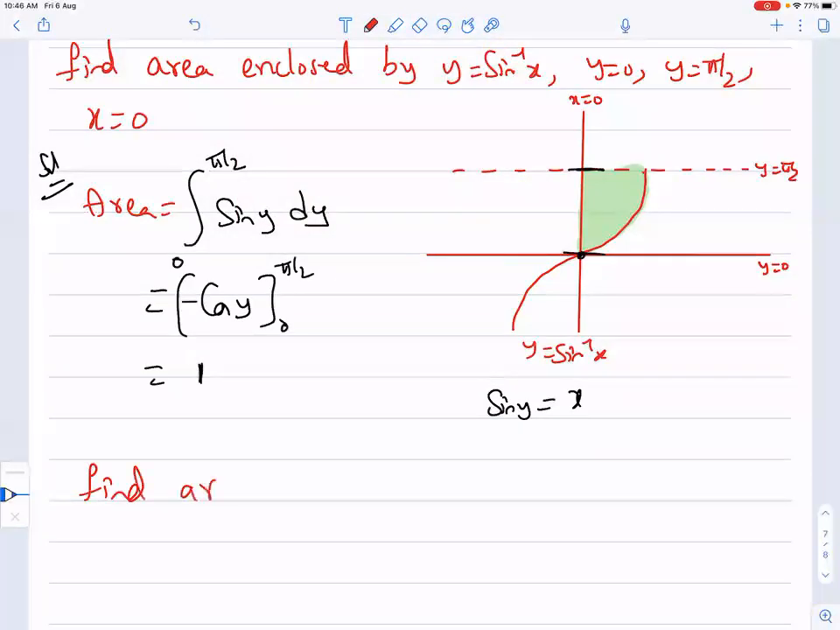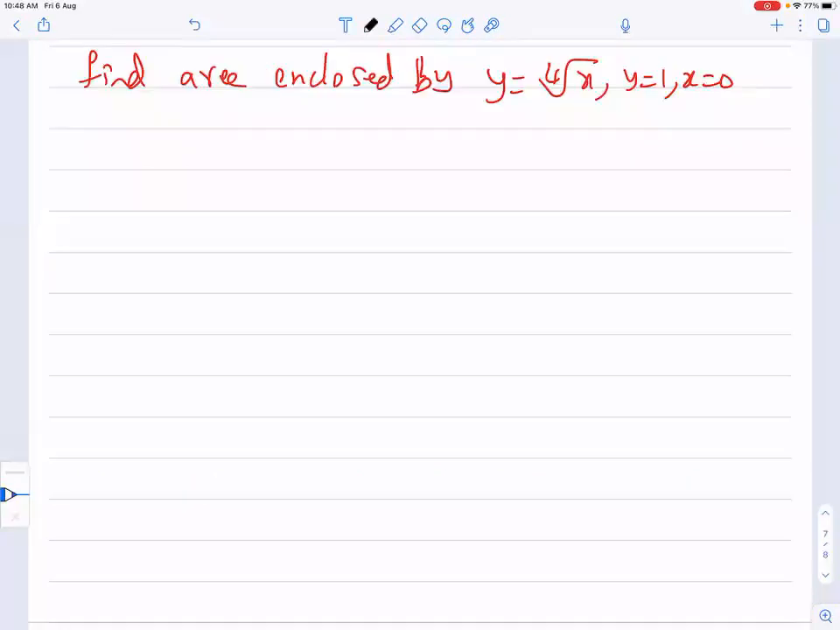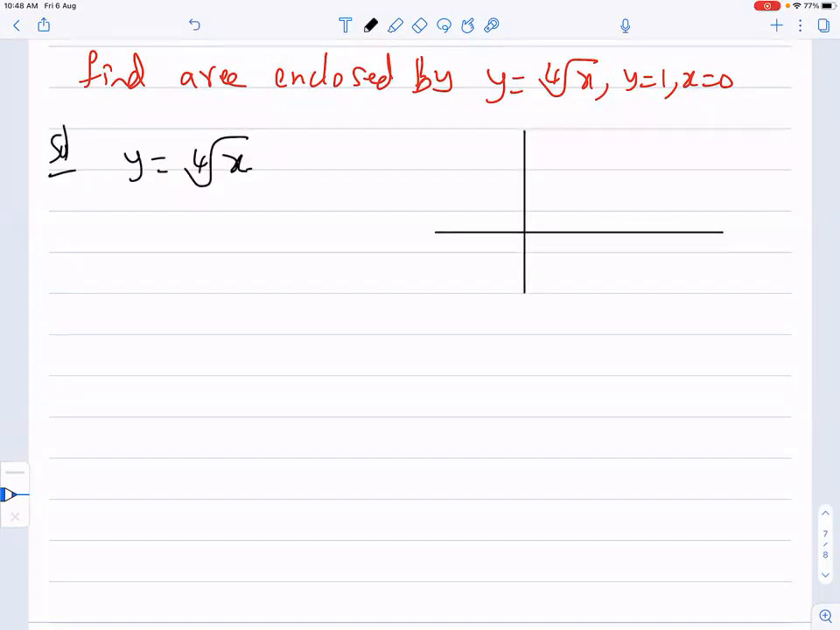Find area enclosed by y equal to 4th root of x, y equal to 1, x equal to 0. Right. Y equal to 4th root of x: the graph will be somewhat similar to square root of x. It's going to be like this.